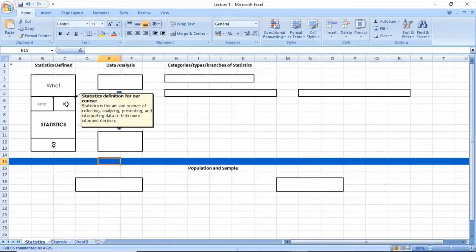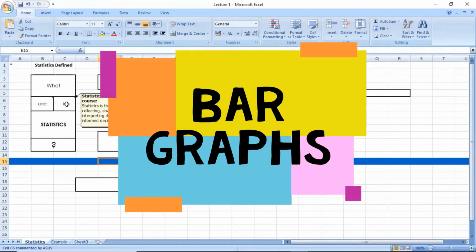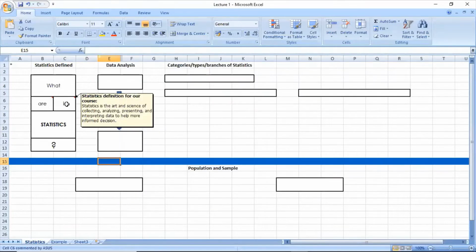Statistics is the art and science of collecting, analyzing, presenting, and interpreting data to help make more informed decisions. Well, it's an art. Statistics is an art. How did it become an art? Because in statistics, you may have already done this in your previous class, you actually use charts, bar graphs, and pie charts to better present your data. And in making those pie charts and graphs, you use colors to decide which graph or which type of presentation you are going to use. And that's the art part.